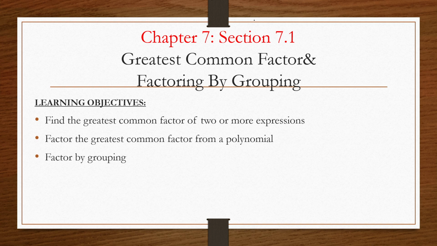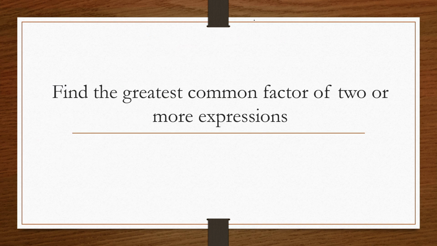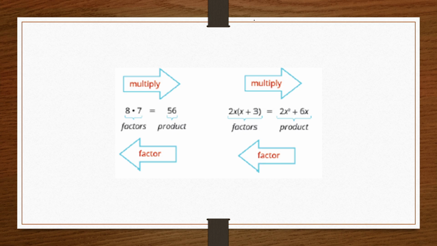Let's start on this first topic here. How do I find the greatest common factor of 2 or more expressions? Let's talk about what factors are. I want to draw your attention to the analogy here: when we talk about factors, we're talking about the product of 2 things that come together to make some new term.